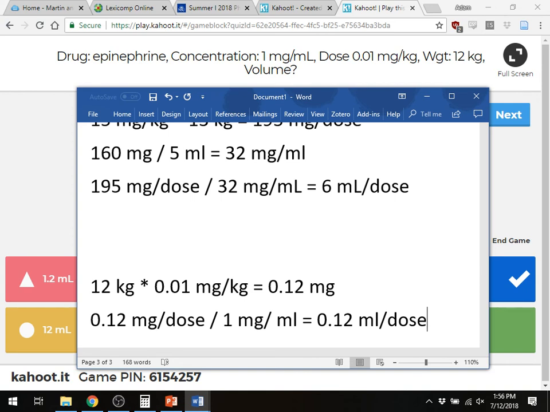So again, this is why we like to have things like dosing references available, things that will already be set on a weight basis for kids. But if you had to make this calculation, this is how you would do it and figure out how much to actually administer to that patient.